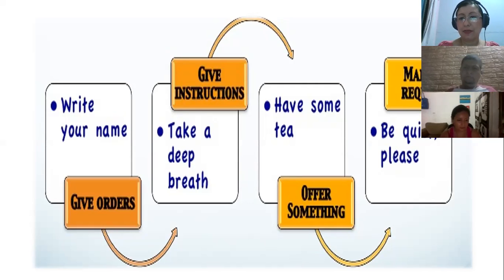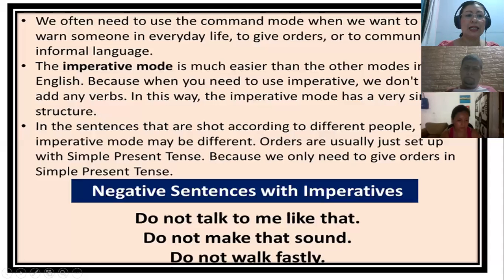So that's a request. Basically, the definition is that we often need to use commands or imperatives when we want to quickly warn someone in everyday life, okay? For example, danger, move on. Or to give orders, be quiet, or to communicate in very informal language. The imperative mode is much easier than the other modes, because in the other modes you have to structure, and the imperative is a very quick message that goes directly to the person that you need to address.